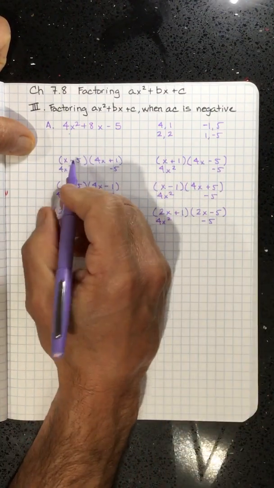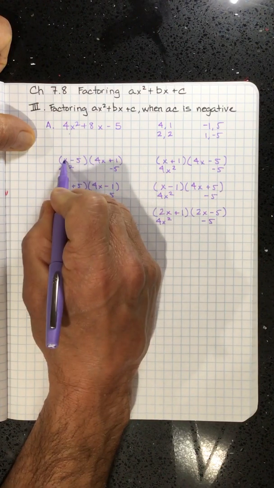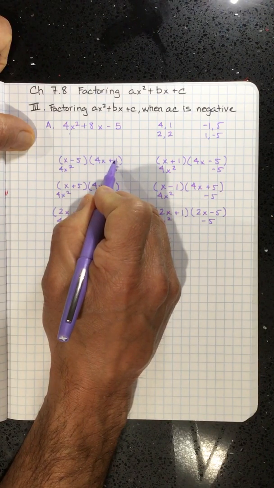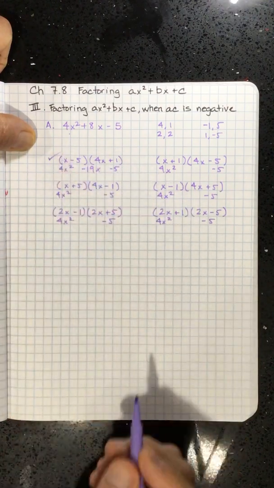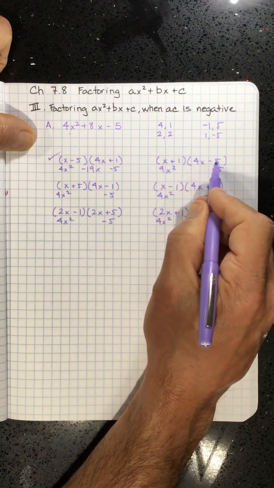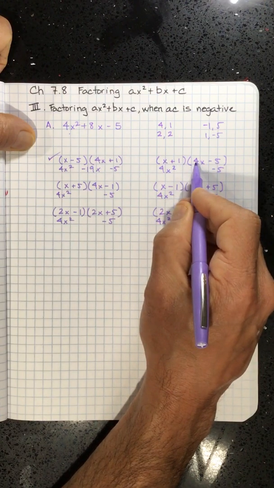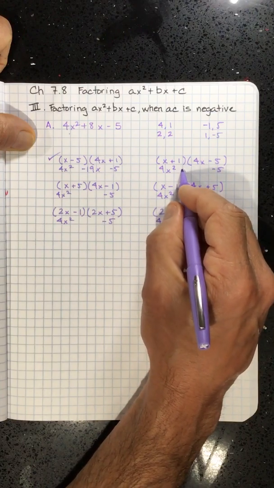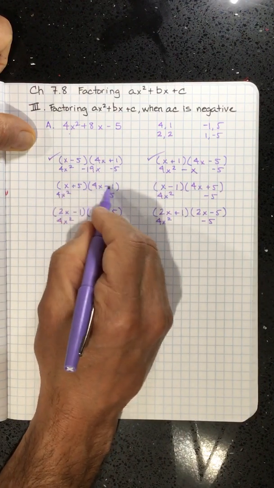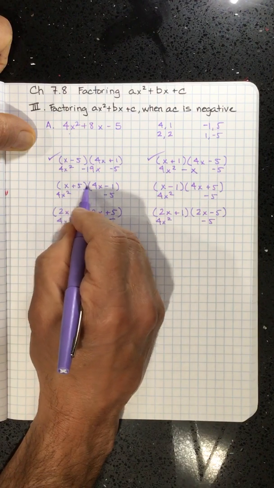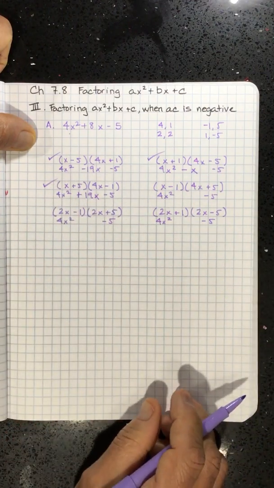So we're going to do some of this in our heads, but this is negative 5 times 4x, which is negative 20x, and then x times 1 is 1x, and so that's going to give you negative 19x. So this doesn't work. Over here we have x times negative 5, which is negative 5x. And then we have 1 times 4x. So negative 5x and positive 4x are negative 1x. This did not work. Here we have x times negative 1, negative x. Here we have 5 times 4x, which is 20x. So that's going to be a positive 19x. Again, this did not work.